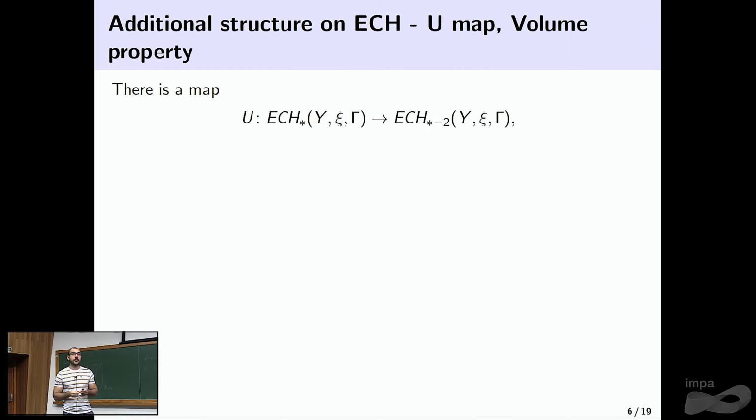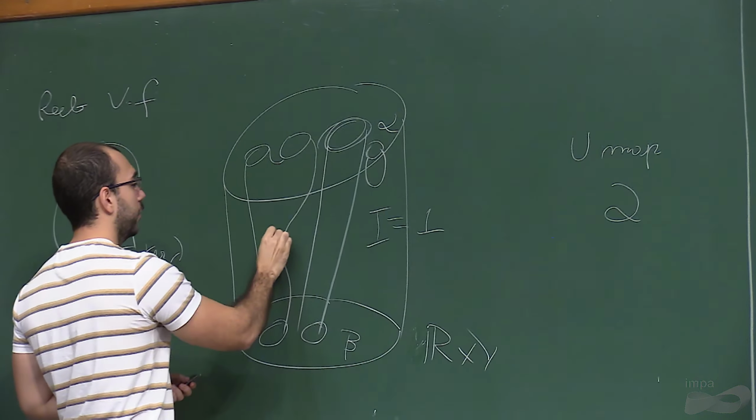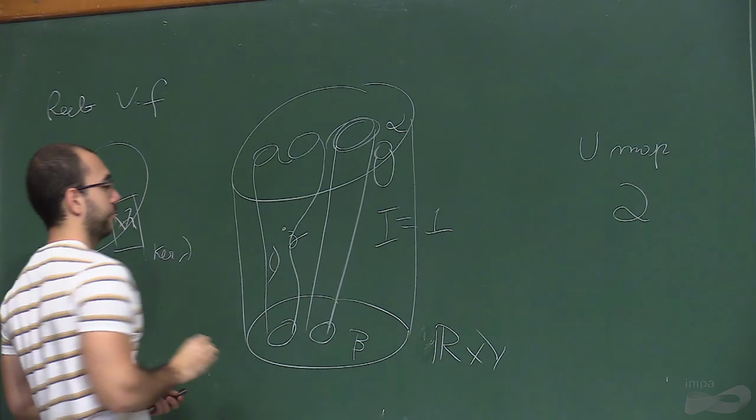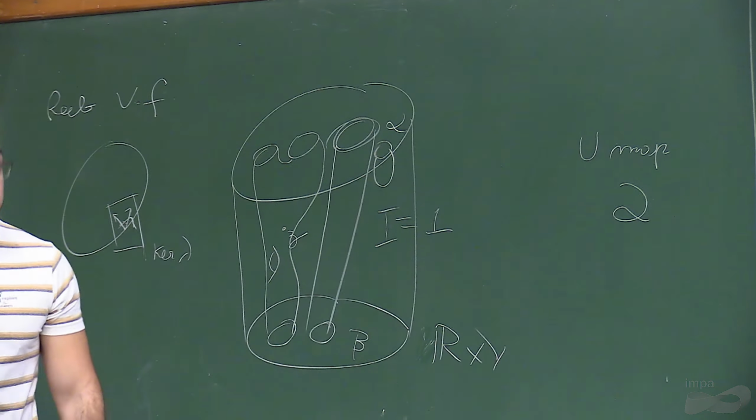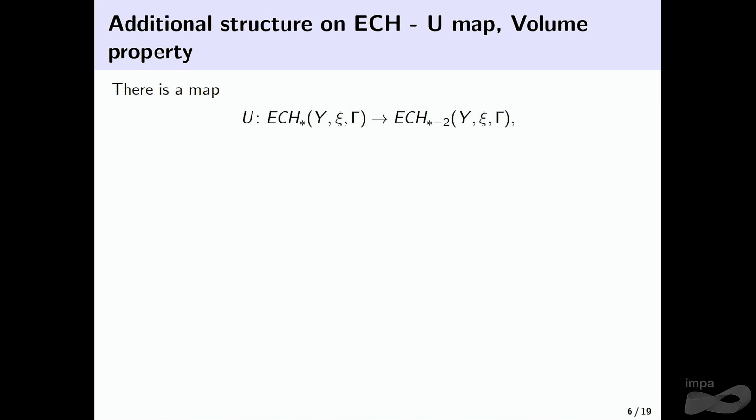It's defined similarly to the differential, but instead of counting ECH index 1 curves, we now count ECH index 2 curves passing through a generic fixed point, which is not on a closed Reeb orbit. This gives rise to a degree 2 map on homology, and it turns out that it doesn't depend on the contact form, nor on the almost complex structure.